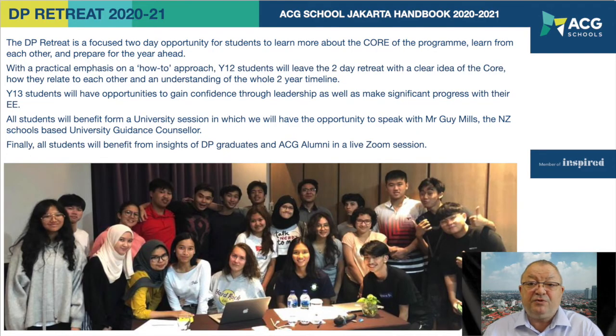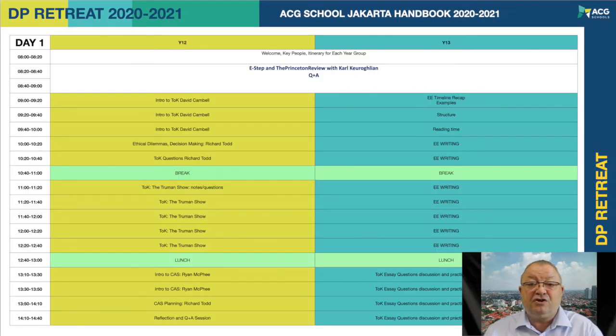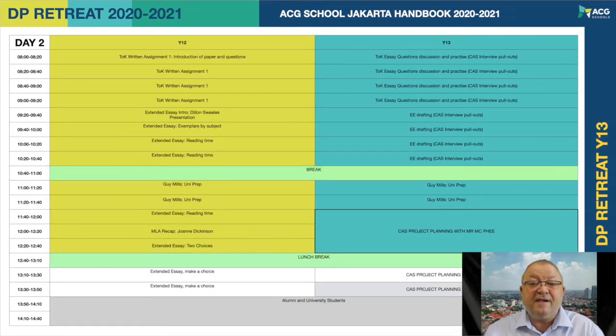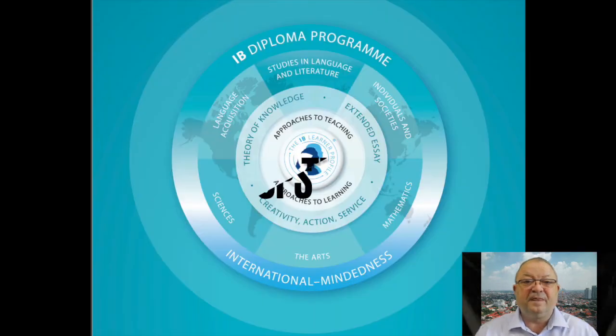We start the year with what we call a DP retreat. Students are off timetable for 2 days when they focus on the core, EE, CAS and TOK. Workshops, games and team building help the students get off to the best possible start.